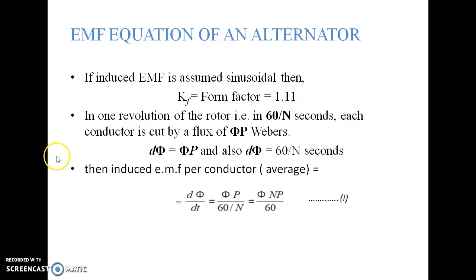1.11. This is fixed. Now see, in one revolution, the rotor takes 60 by N seconds. In one revolution, that is 60 by N seconds, each conductor is cut by a flux of Φ into P Webers, the total flux, where P is the total number of poles. So dΦ will be ΦP, and dt will be 60 by N seconds. So the average induced EMF per conductor will be dΦ by dt, that is, instead of dΦ write ΦP, and instead of dt write 60 by N, giving ΦNP by 60. This is the average induced EMF.